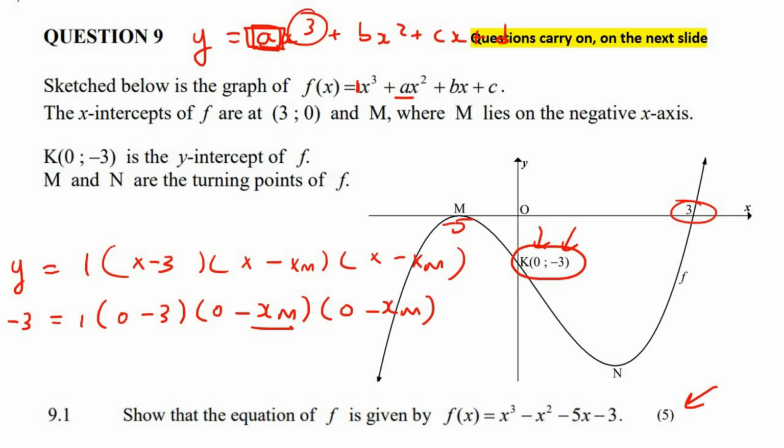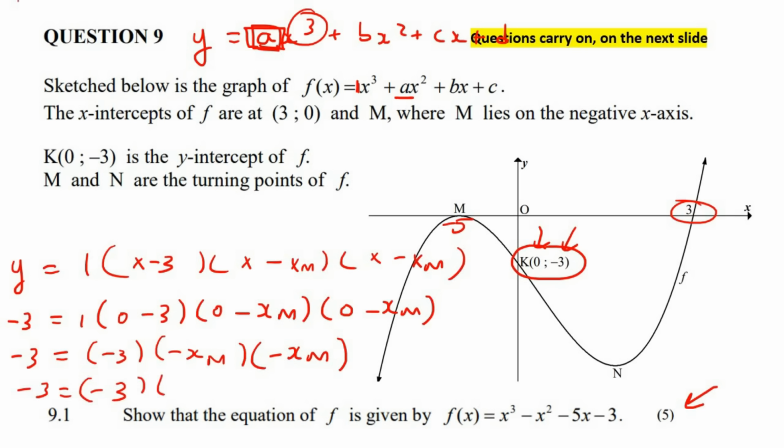The only unknown is the x value of m. So I'm going to say -3 equals, this just becomes -3. And then this is just negative xm. Do you agree with me? Negative xm, because 0 take away xm is just negative xm. I'm then going to multiply these two together to become positive, because 2 negatives make a positive. So that's going to become xm squared, positive xm squared.